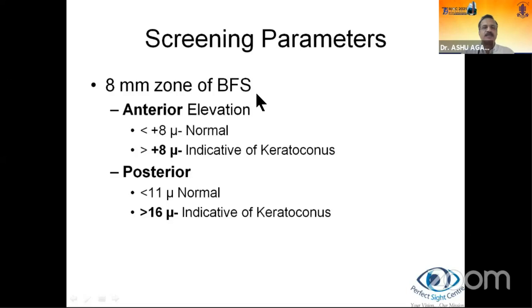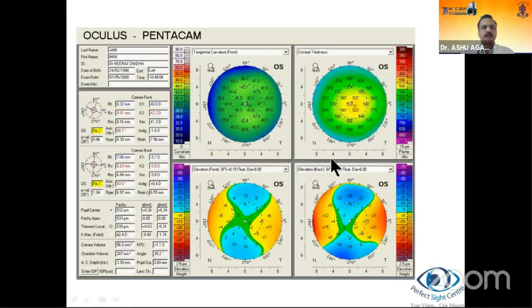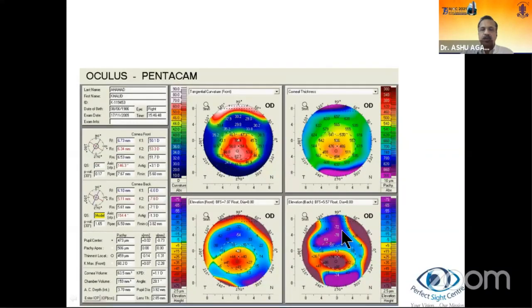For the 8 mm zone of best fit sphere, as I said, it's different. On the anterior map, anything more than 8 microns is indicative of keratoconus, and on the posterior, anything more than 16 is indicative of keratoconus. So if you look at this map, you see this is a posterior surface. Let's just look at the posterior surface to save time. There's about +2 over here, and as I said, +20 is the cutoff for the 9 mm, and here the best fit sphere is 8 mm. So anything more than 8 would be indicative. So this is a normal map. And here again, 8 mm, but the values here are 74 and 59. So this is much more than 12.